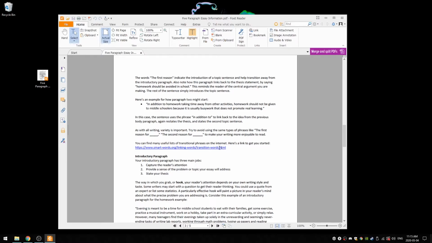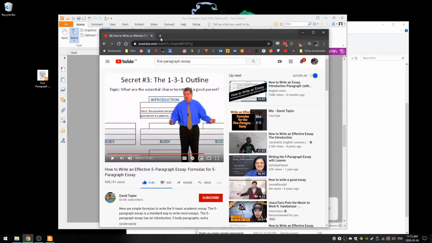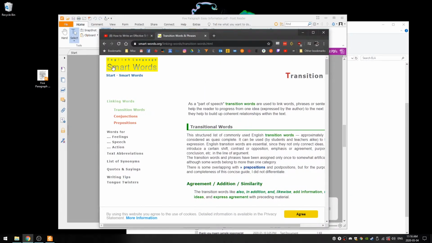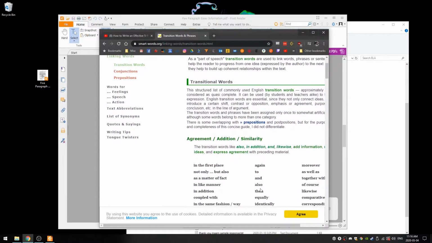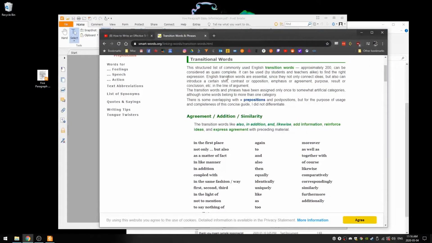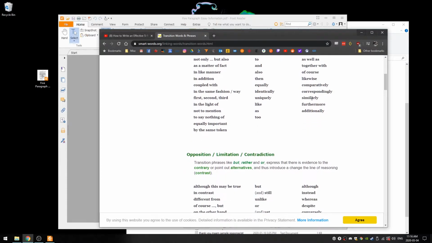Now I'm also linking in here a link to a list of some transitional words. So I'll just open up the browser again here, and I'll show you. So this website here, English Language Smart Words, it has a lot of good transitional words and phrases that you can use. First, second, third, in light of, not to mention, and you can sound very smart and have a good time putting some of these into your essay.